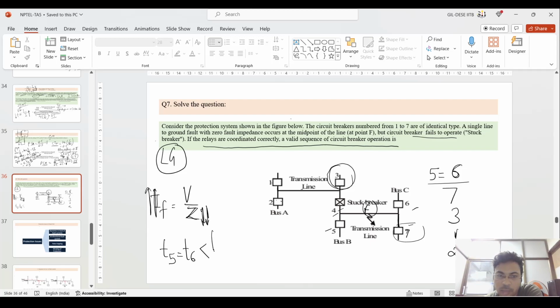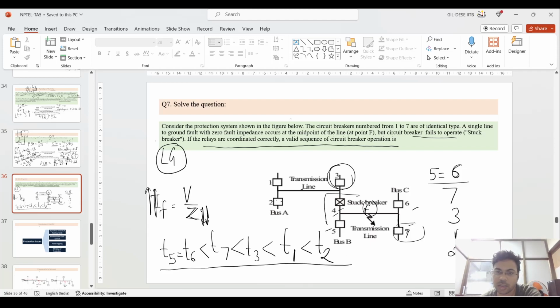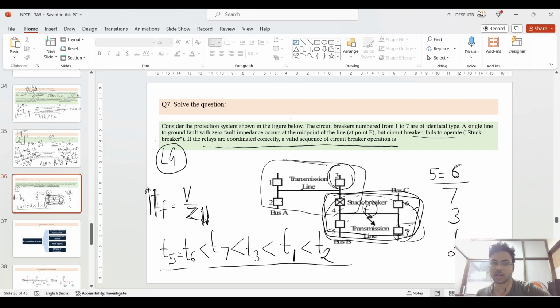So how will it operate? The time setting of 5 is equal to 6, so it will operate in less time than 7. Then 3 will operate. Then the time taken for 1 to operate will be higher. Then at last 2 will operate. So this is basically the time setting of the circuit breakers, because this is the protection zone of this fault. So relays 4, 5, 6, 7 should operate in this zone, and 1, 2, 3 are a secondary kind of protection system. When 4, 5, 6, 7 fail, then 1, 2, 3 will operate.